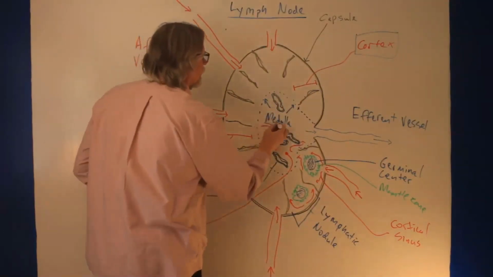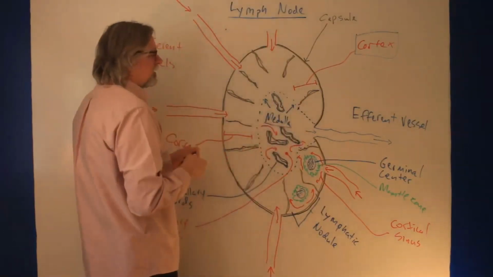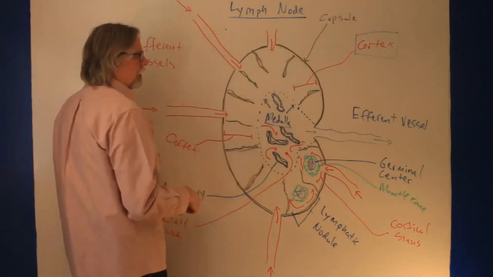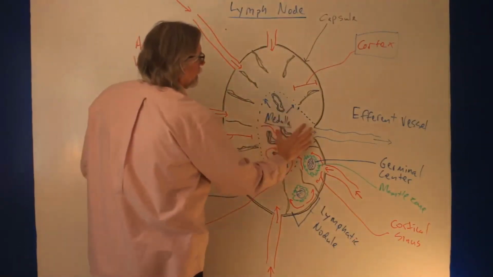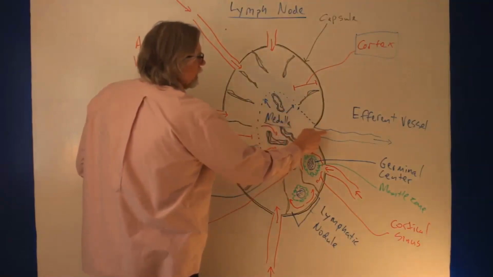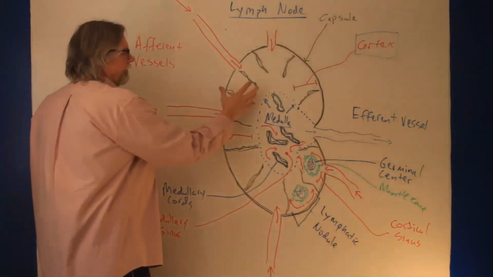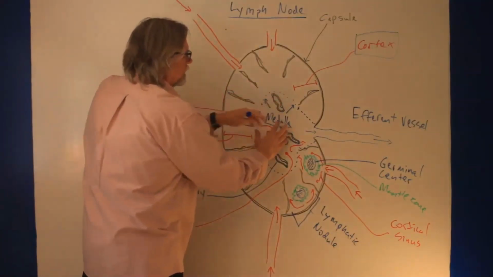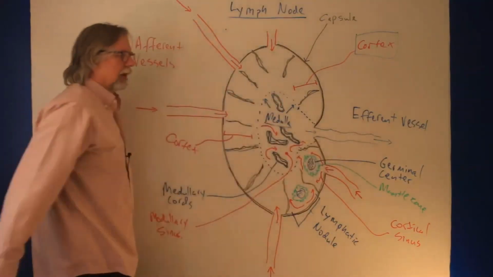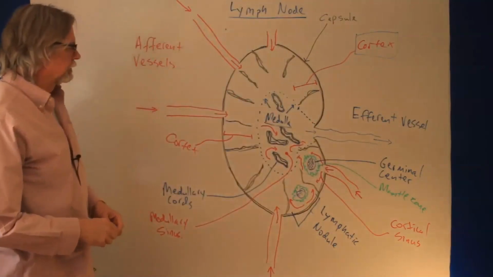So the medulla has a different kind of anatomy. The internal structure differs, but the medulla is going to be nearby to the efferent vessel. Okay, so lymph is going to enter, it's going to travel through the cortex, it's going to make its way to the medulla, and then exit out the efferent vessel.